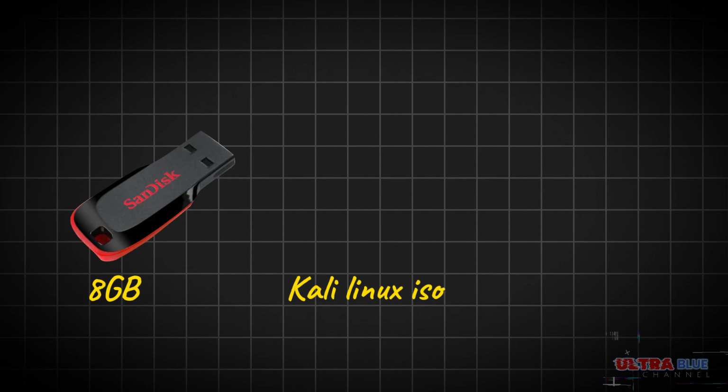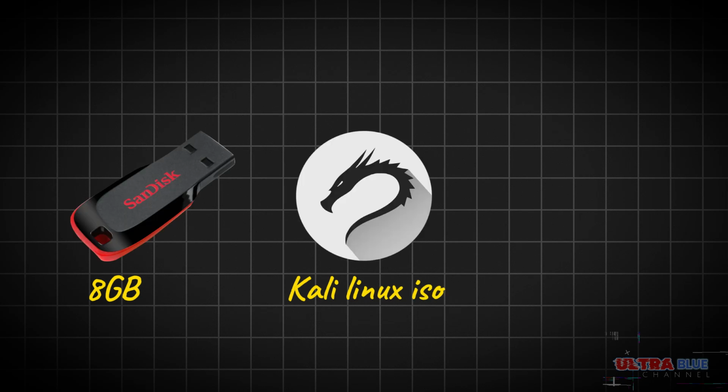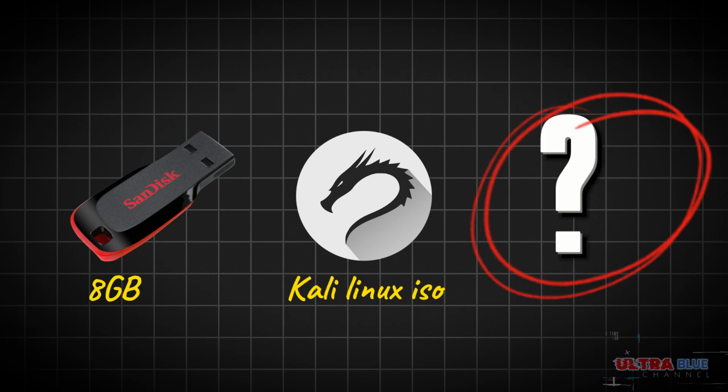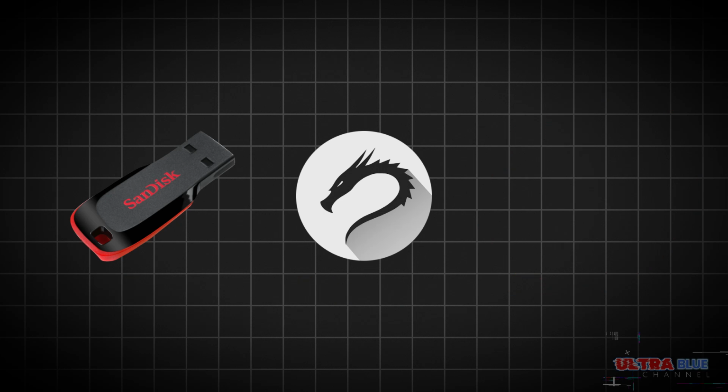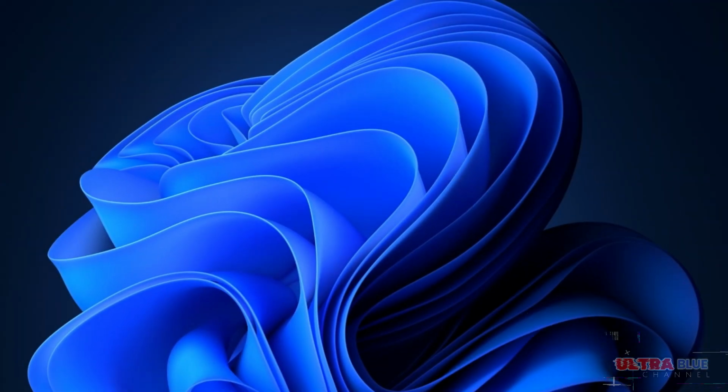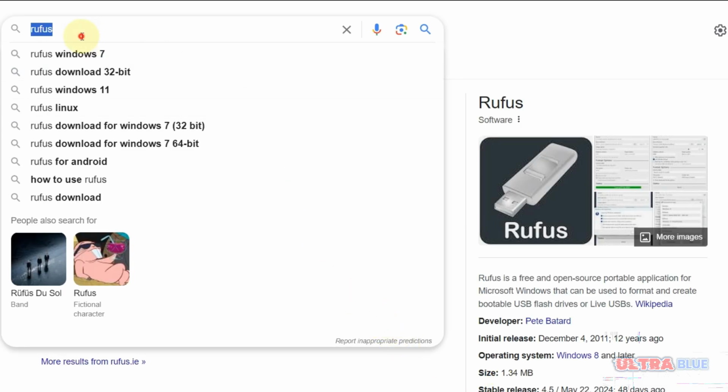So first, let's gather the necessary materials we'll need. You first of all need a USB drive with at least 8 GB of storage. Second, a Kali Linux ISO file, which you can download from the official Kali Linux website. Thirdly, a tool to create the bootable USB. We recommend using Rufus. To download Rufus, open your web browser and just type in Rufus on Google.